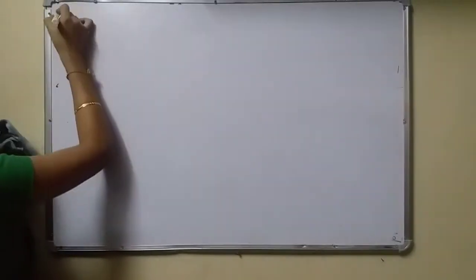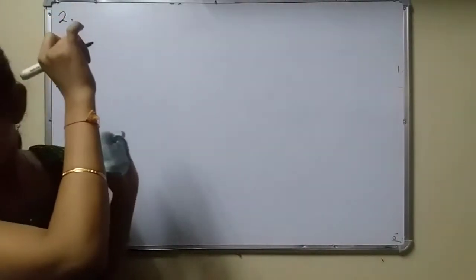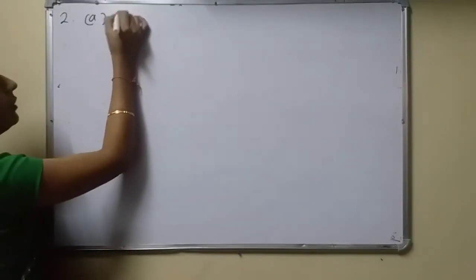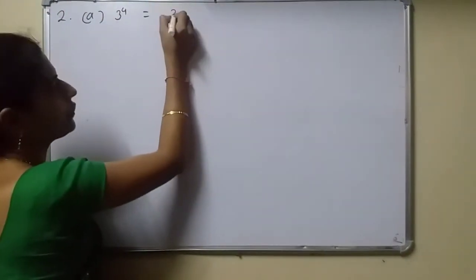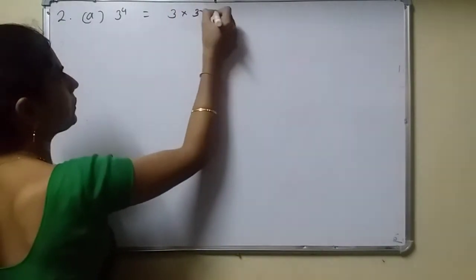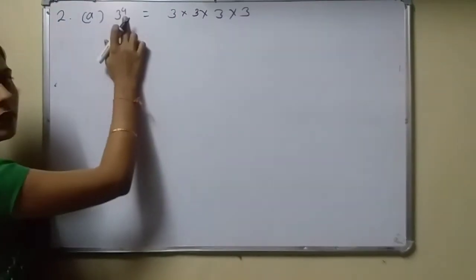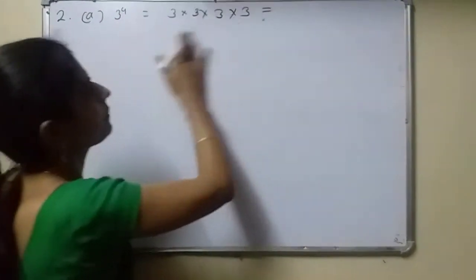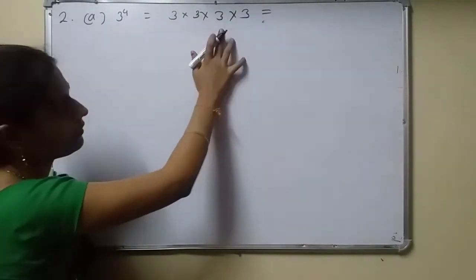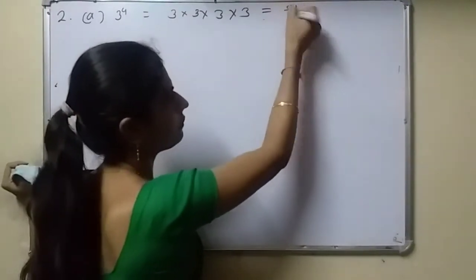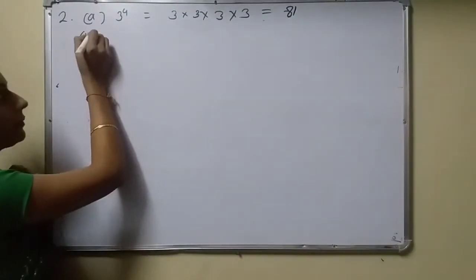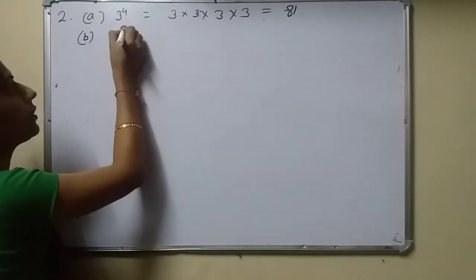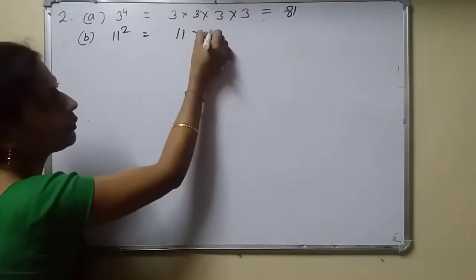Okay, question number 2. Find the value of the following. 3 raised to the power 4 means you can write 3 into 3 into 3 into 3. Power 4 is given, so you have to multiply it 4 times. 3 3s are 9, 9 3s are 27, 27 3s are 81. It is your answer.